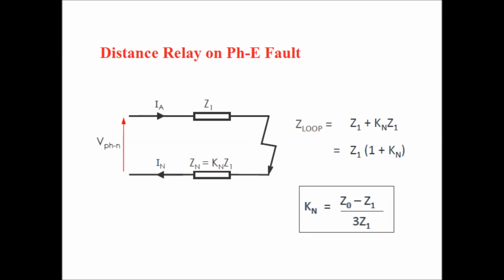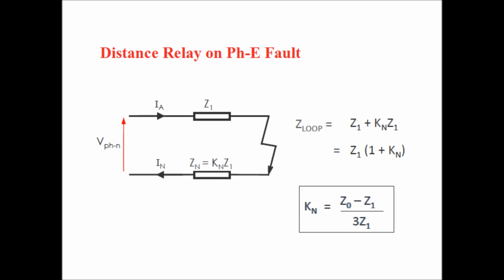During earth fault, what the distance relay actually measures is the loop impedance. Here the loop impedance is Z1 plus Zn. Here Zn is equal to Kn into Z1. So the loop impedance measured by the distance relay is Z1 into 1 plus Kn. Here Kn is equal to Z0 minus Z1 divided by 3 Z1. Kn is called the zero sequence compensation factor or residual compensation factor.